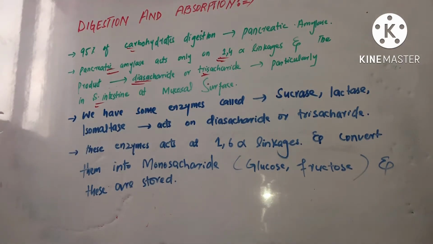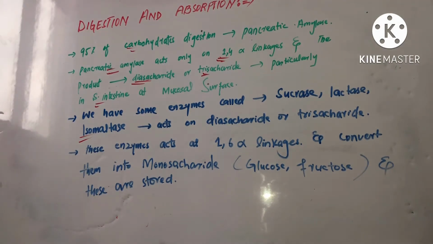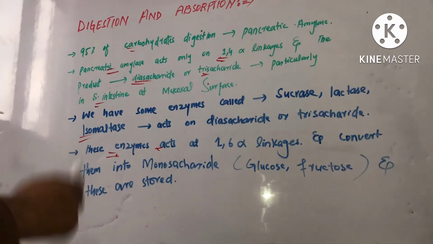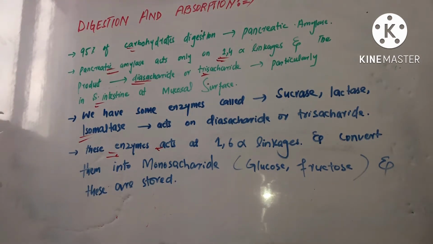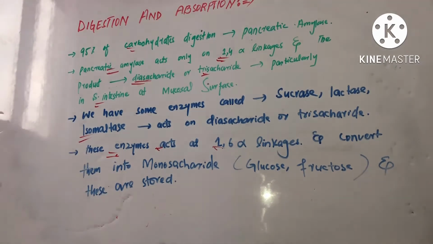At the mucosal surface we have some other enzymes which are called sucrase, lactase, and isomaltase, and these enzymes act on disaccharides or trisaccharides at the level of 1,6 alpha linkages. These enzymes convert them into monosaccharides like glucose and fructose, which are then absorbed from the cells into the bloodstream.